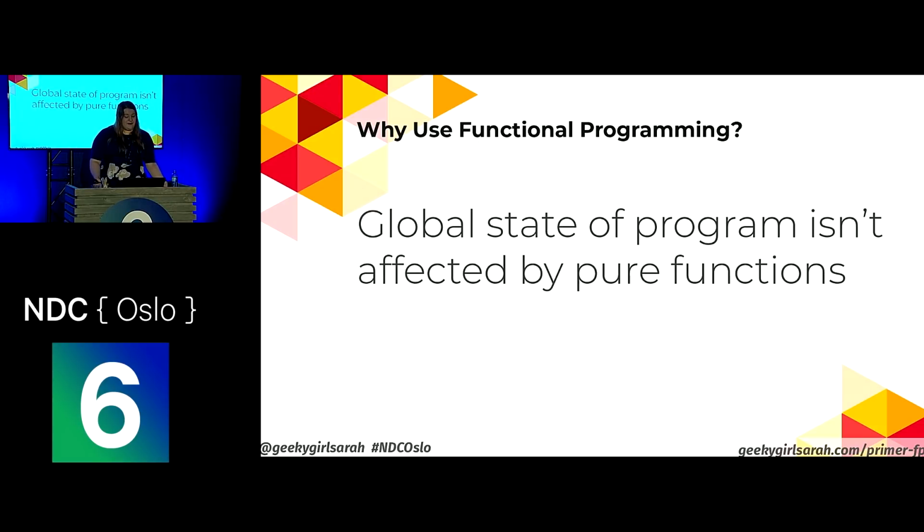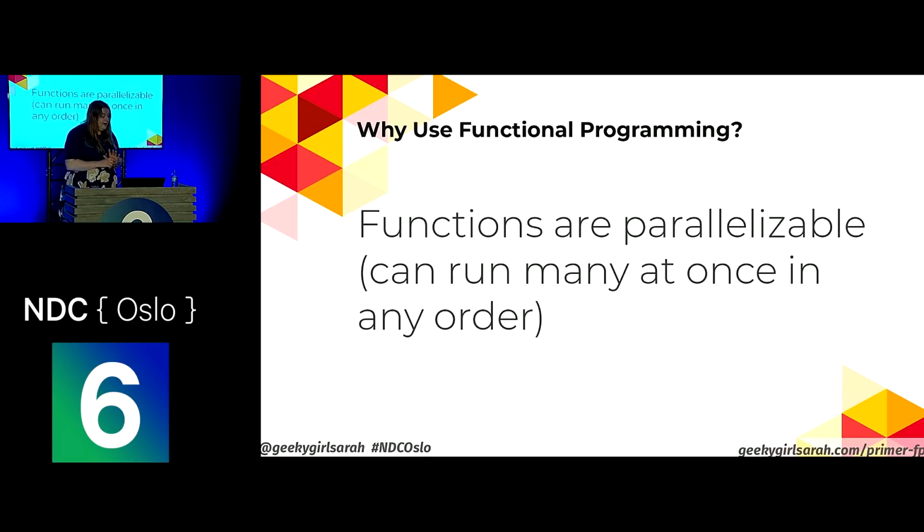And of course, the global state of your program isn't affected by these pure functions. So you would want to do this just because weird things aren't happening off on the side. Your variables aren't getting changed in other areas of your program, stuff like that. This also means that your functions become parallelizable because they can run on their own. They're not modifying other things. You can run them more than once at the same time. And you can run them in any order too.